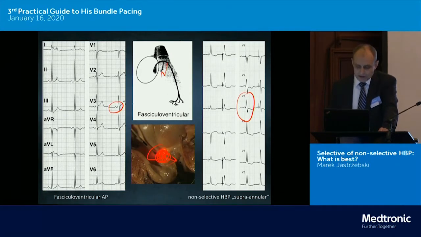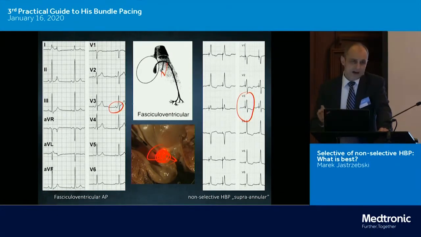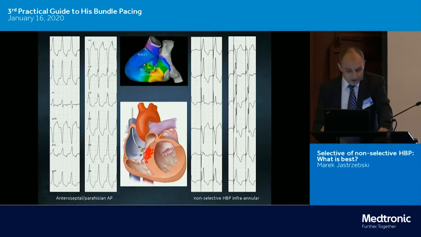So this is this benign type of non-selectivity. I am certain that this kind of non-selective QRS is absolutely equivalent to selective QRS because the engagement of the local myocardium is symbolic, is subtle. However, the second type of non-selective capture, which is also resembling pre-excitation, might be different.